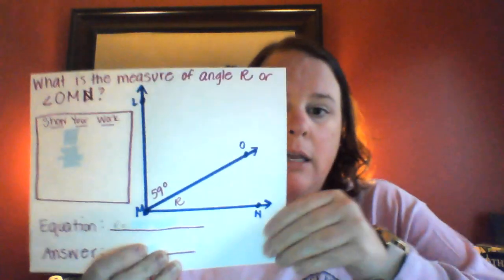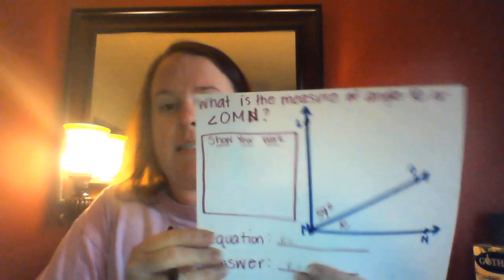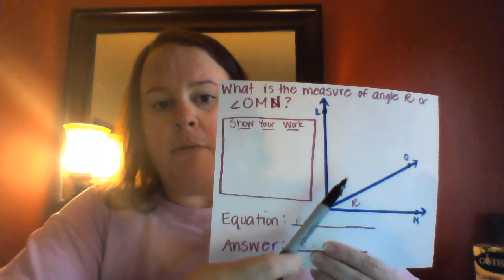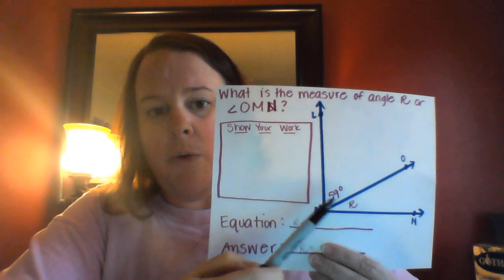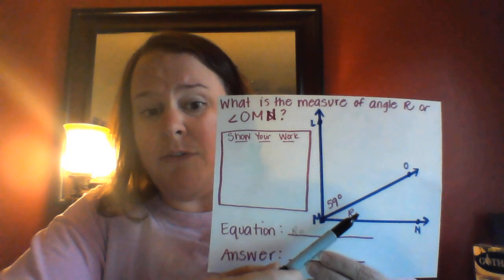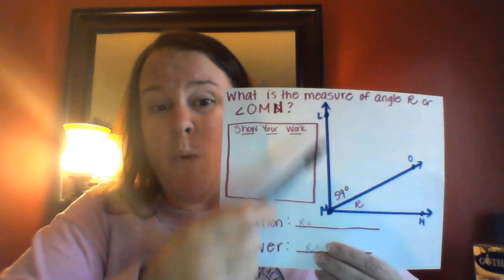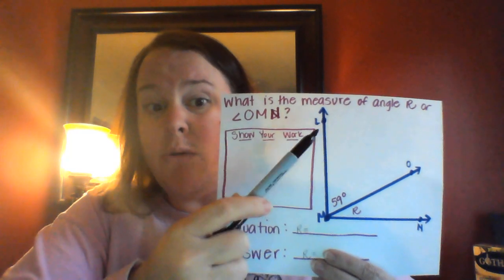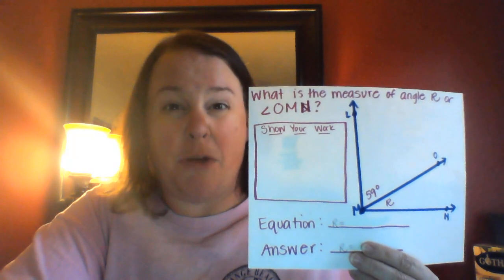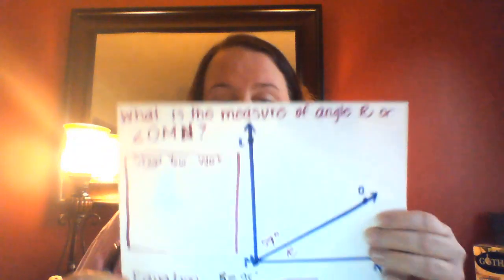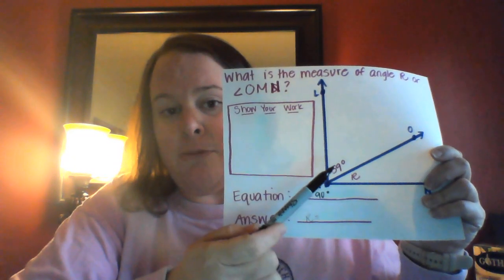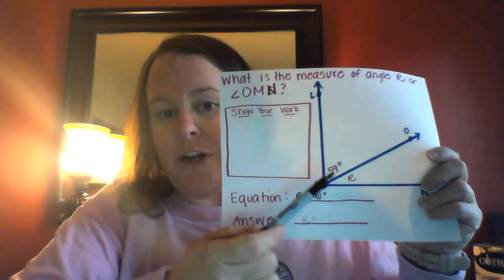So in our work, you can see we have the measurement of angle LMO is 59 degrees, but we have to solve for R. I've already started my equation here. R equals, well, this time, what's my total amount? My total amount is 90 degrees because I started with a right angle, right? So R equals 90 degrees, subtract 59. I've got to take that part out because I already know what it is, to figure out how much is left over.